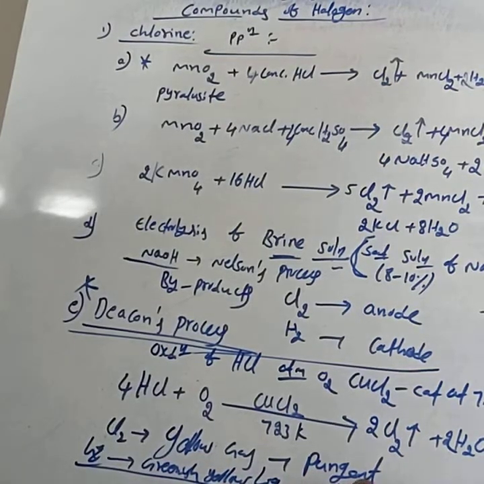These are some of the physical properties. Chlorine is a yellow gas with pungent and suffocating odor. It can be liquefied into a greenish yellow liquid and is soluble in water. Next, we study the chemical properties.